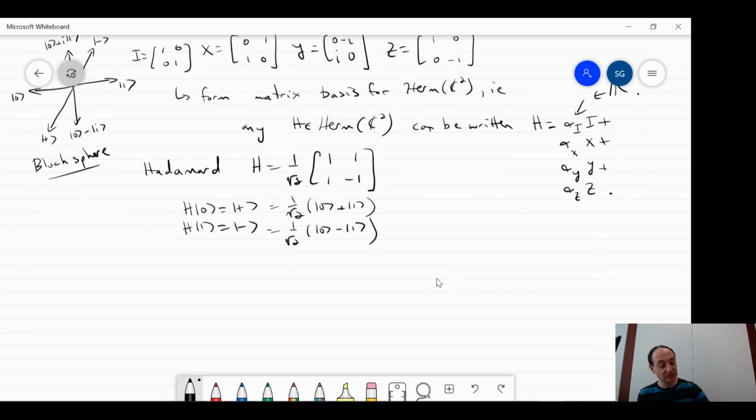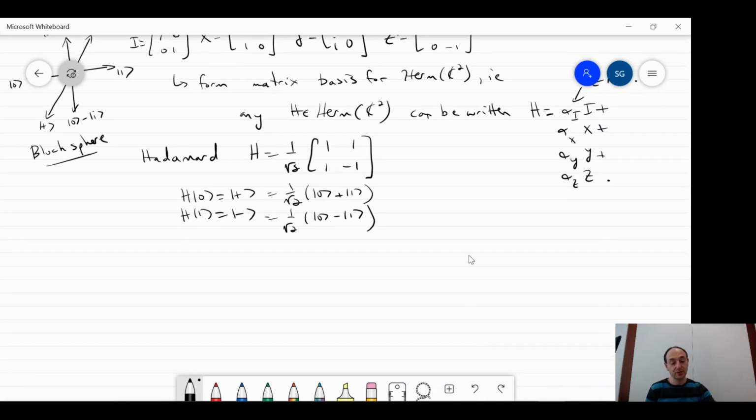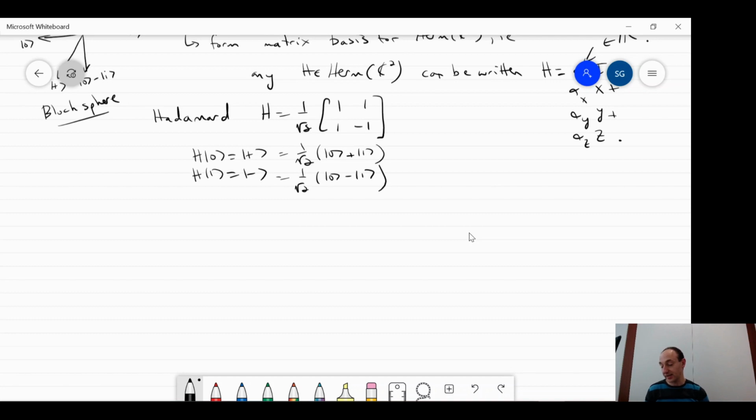Okay, and the Hadamard is self-inverse, so if I play the Hadamard twice, it will undo itself. You can see that because the dagger of H, it's certainly symmetric, the transpose looks the same, and all the entries are real, so taking the complex conjugate entry-wise doesn't change anything. So H equals its inverse, H dagger.